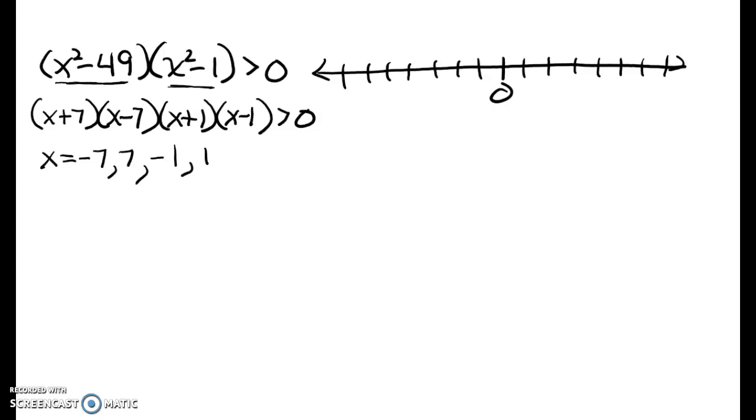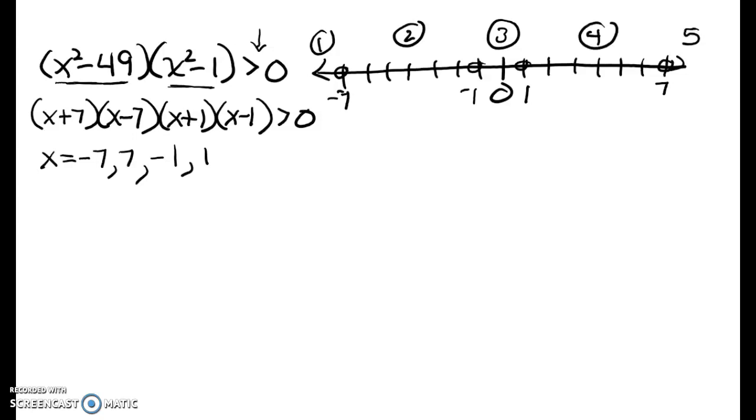And we just need to locate those on our x-axis, but this time we're going to do open dots because we don't have an equal. 1, 2, 3, 4, 5, 6, 7, negative 7, negative 1, 1, and 7. Okay, and we have 1, 2, 3, 4, 5 regions. In region 1, I would test negative 8. In region 2, I would test negative 2. In region 3, 0. Region 4, I would test 2. And region 5, 8. And that's all I have time for.